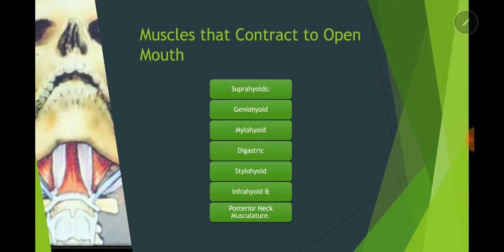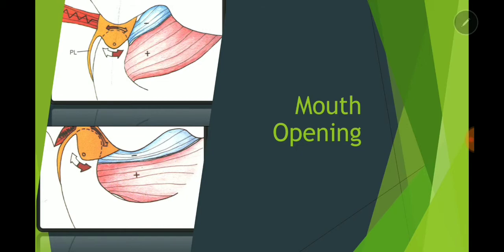the muscles that contract to open the mouth. All right, as I told you, the suprahyoid muscles contract to open the mouth. So when the mouth is opening, the suprahyoid muscles contract, okay? And these are geniohyoid, mylohyoid, digastric, and stylohyoid muscles. And some of the infrahyoid muscles also contract, and they contract to keep the hyoid stable, okay? All right, make sure you memorize that.